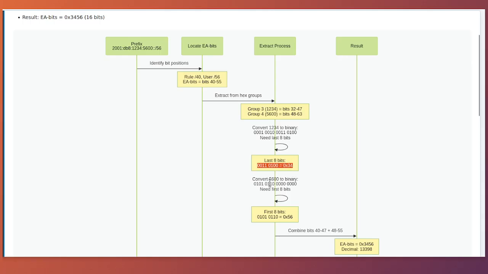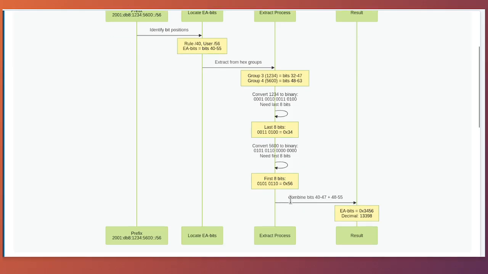For Group 4, the hex value 5600 in binary begins with 0101 0110. We need the first 8 bits, which are 0101 0110. In hexadecimal, that is 56.